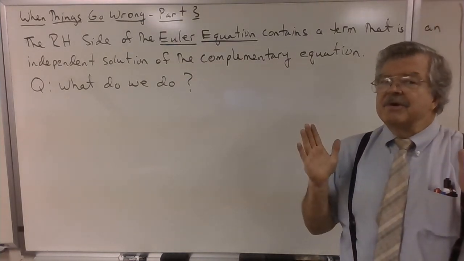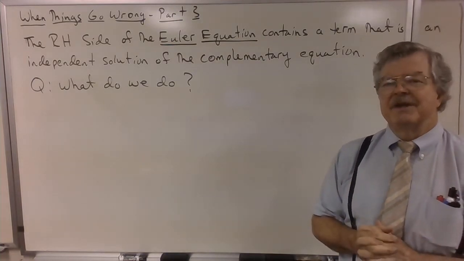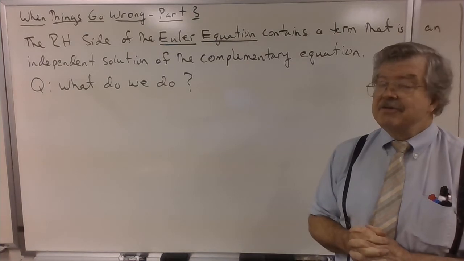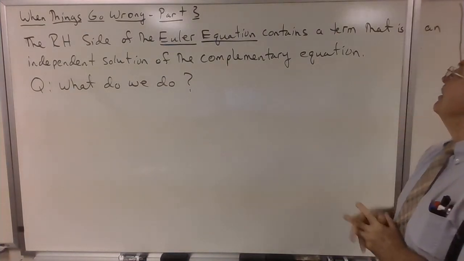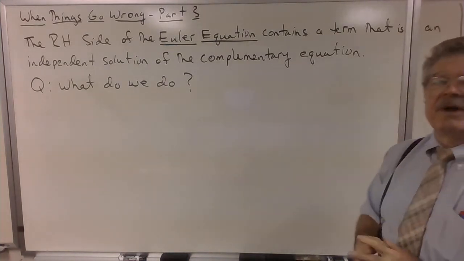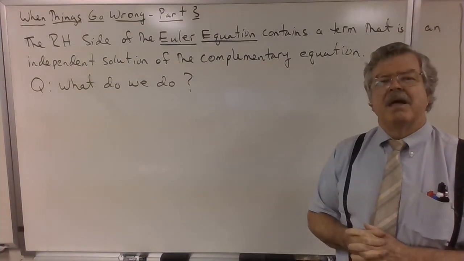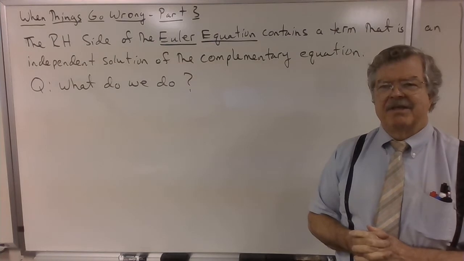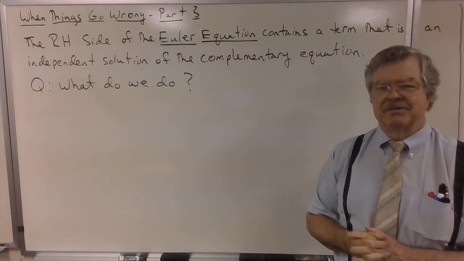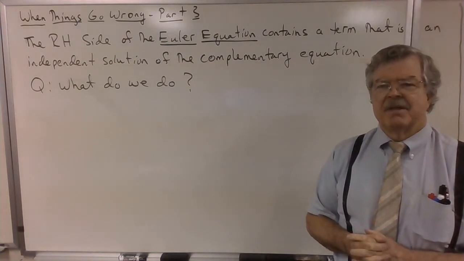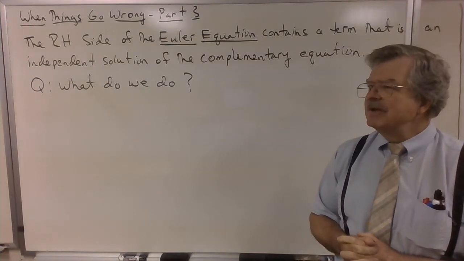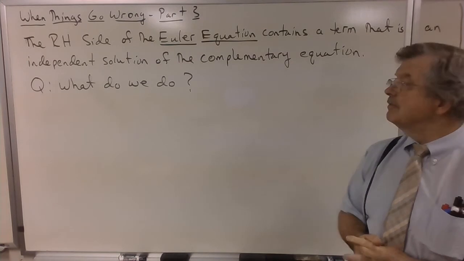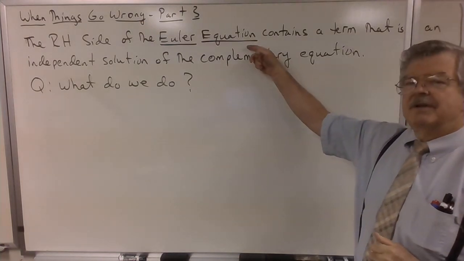Now, if this were a linear differential equation with constant coefficients, we'd just take that term on the right side and multiply it by x, and that would be our proposed solution. But we're not dealing with linear differential equations with constant coefficients, we're dealing with an Euler equation.